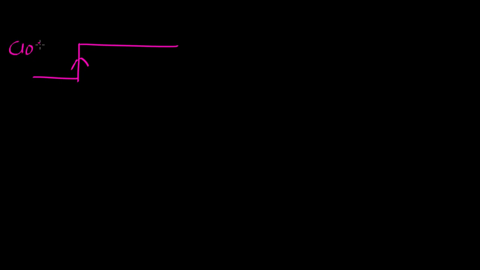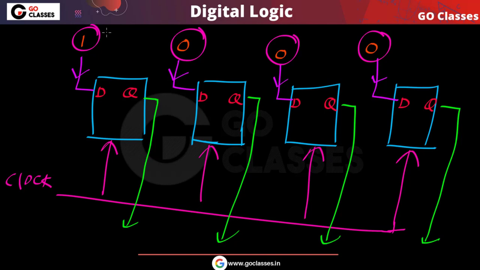This is your clock, and when this clock goes from low to high, this data will be stored, because you can notice all these D flip-flops are positive edge triggered flip-flops. So it means that whenever this clock goes from low to high, this input data will be available on the output.